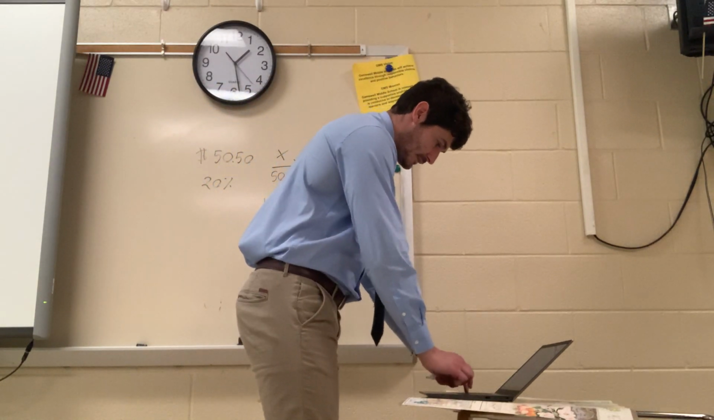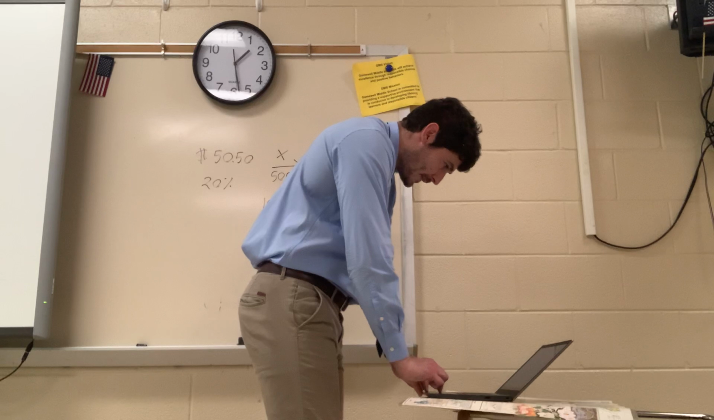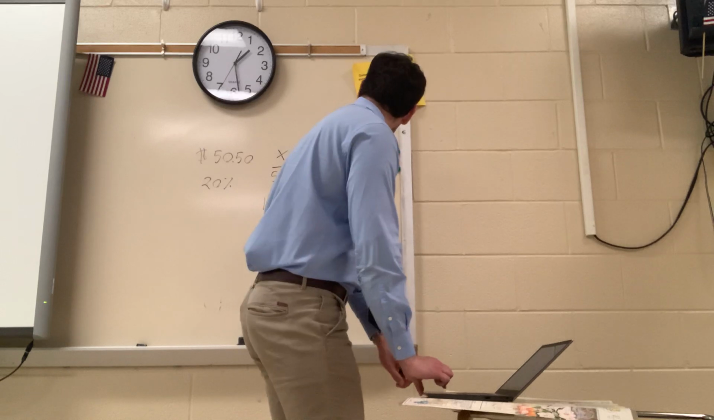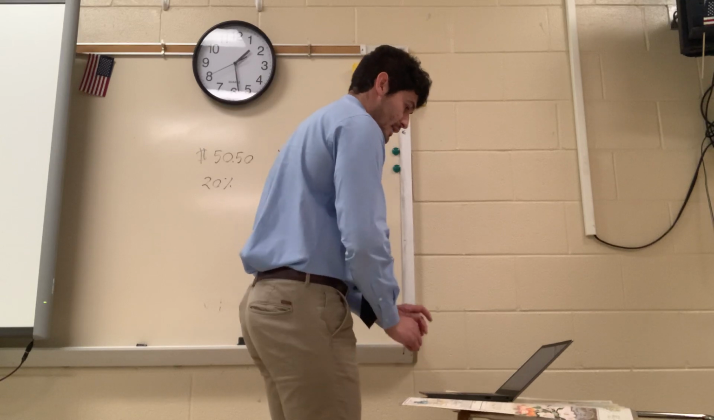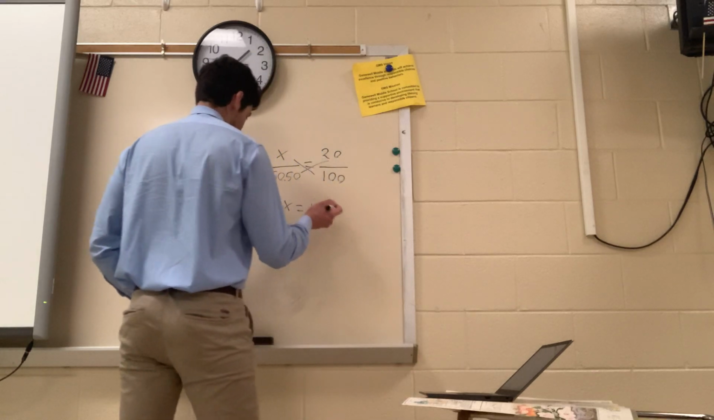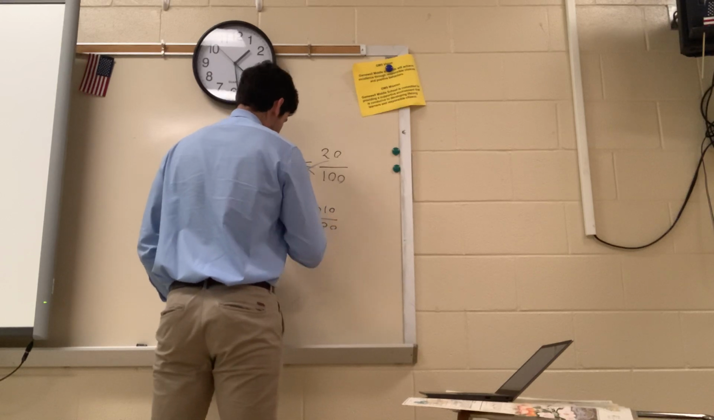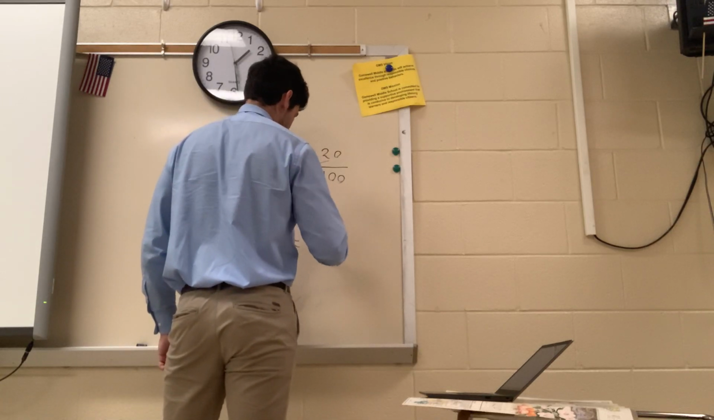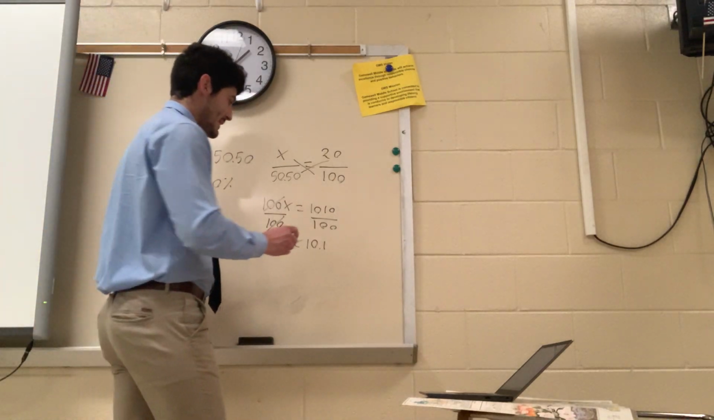One second. So we have 50.5 times 20 is 1,010. Then I'm gonna solve for x. I'm gonna divide. And x is equal to 10.1. So $10.10, that's the tip.